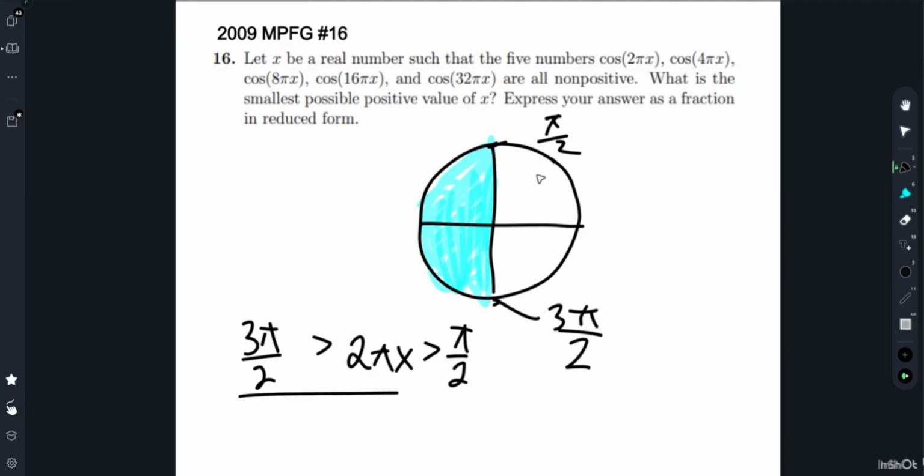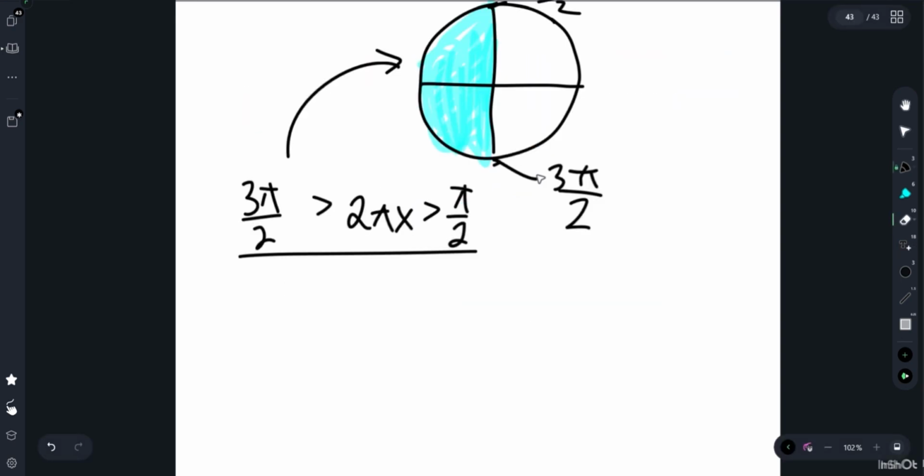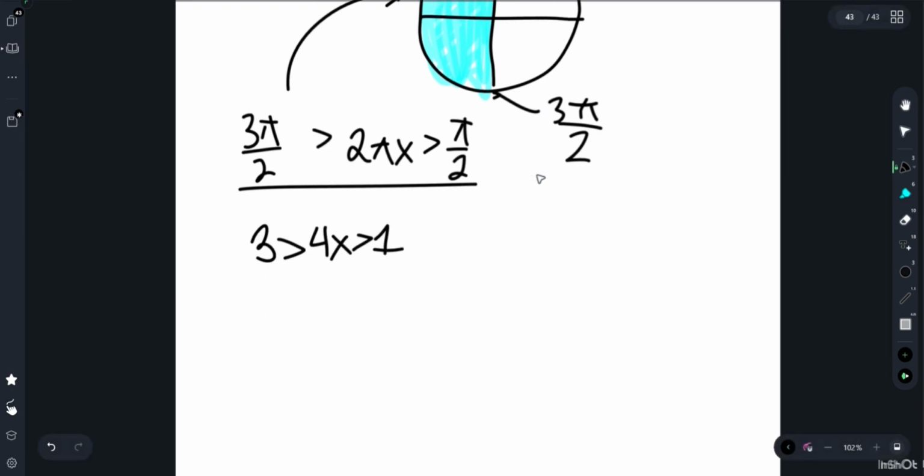So this is the algebraic inequality interpretation of this. So now we can erase. Let's multiply by 2 over pi on both sides. We get 3 is greater than 4x is greater than 1. And so then 4x is in the inequality 1, 3.